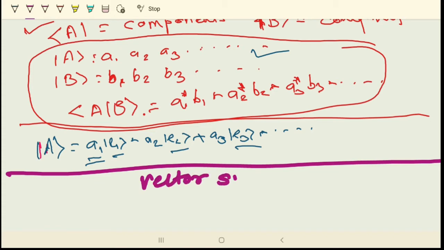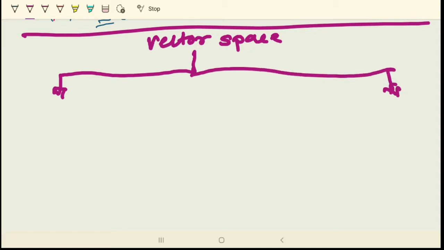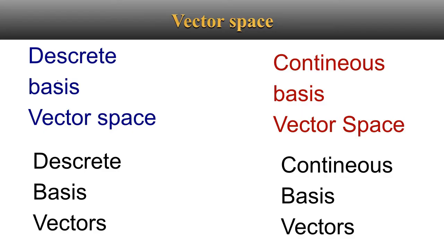So if I have a vector space, then I can classify this vector space depending on what kind of basis I have. If the basis is discrete, then I have a discrete basis vector space, and if the basis is continuous, I have a continuous basis vector space.